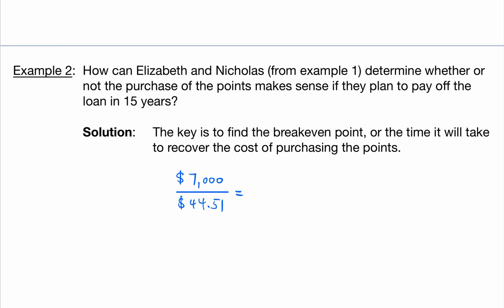$44.51. And punching that into the calculator, we find that is 157.27. Okay, so essentially it'll take about 157 months to break even. 157 months. And since Nicholas and Elizabeth plan on staying in the home for 15 years, then this does make sense to buy those discount points, because after month 157, that's when their savings kicks in.